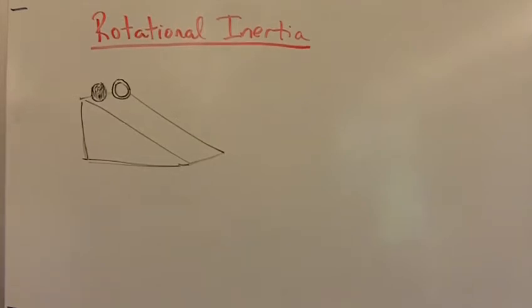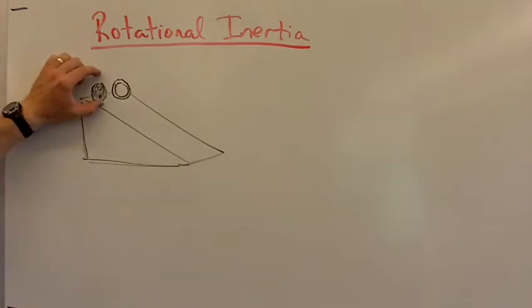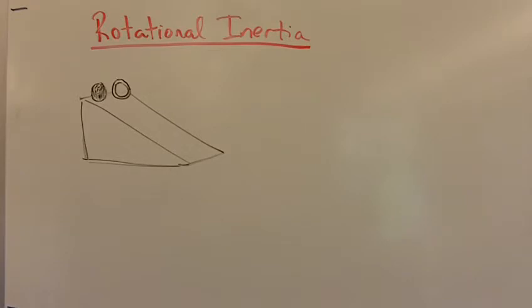Okay, rotational inertia. This is an example we tested in class. We have a solid disc and a hollow hoop, and we want to know which one's going to make it down this ramp first. And this is a question of rotational inertia. Remember, inertia is an object's resistance to changes in its motion.